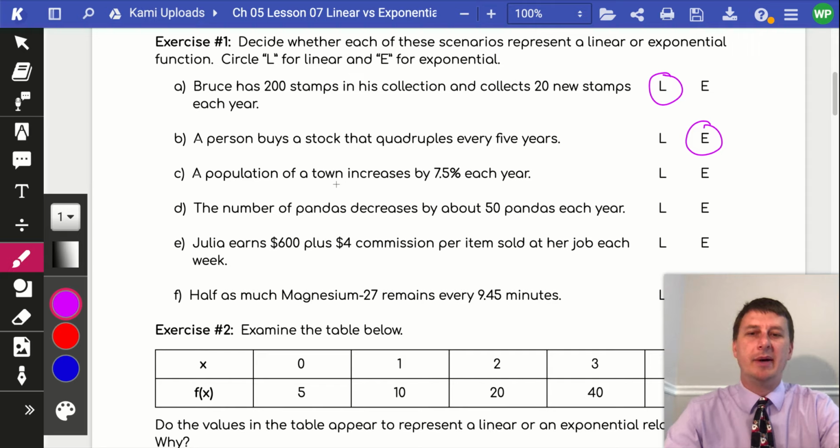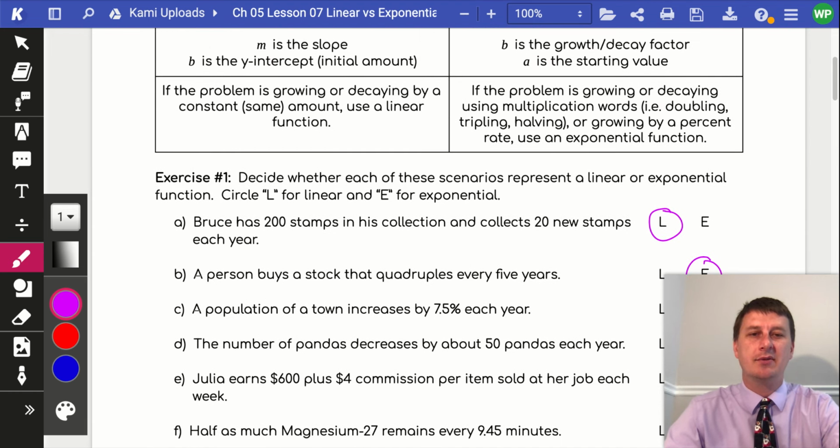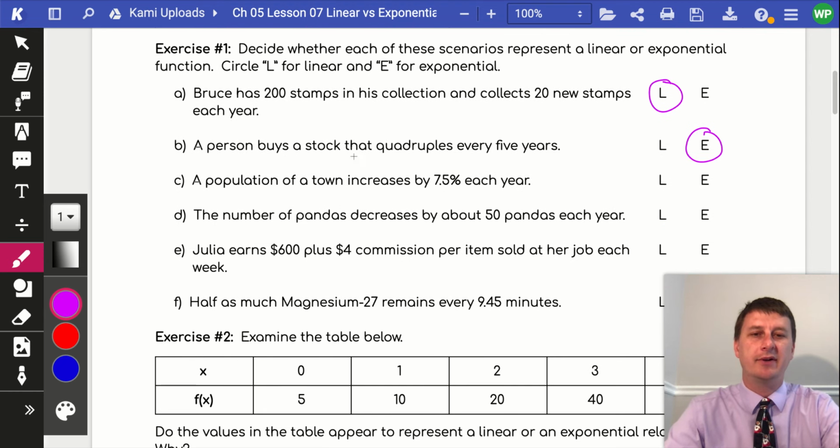In part C, we have a population of a town increases by 7.5% each year. Every year, we're going to add 7.5% on. And let's go back to this table. If it's growing by a percent rate, use an exponential function. So that percent rate that it's growing by is our little hint at saying use an exponential function.